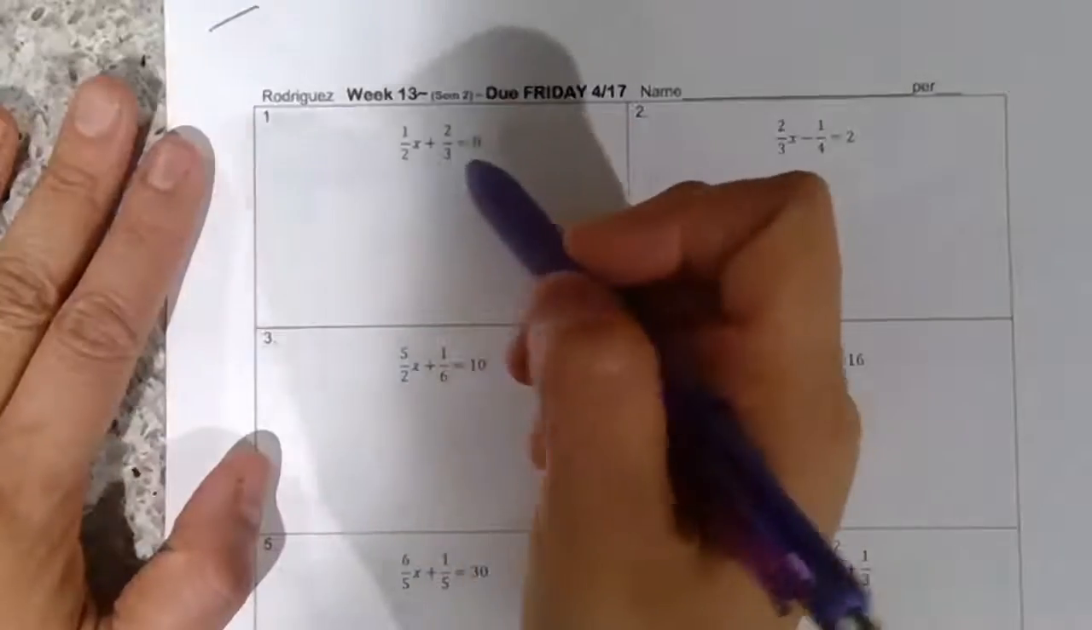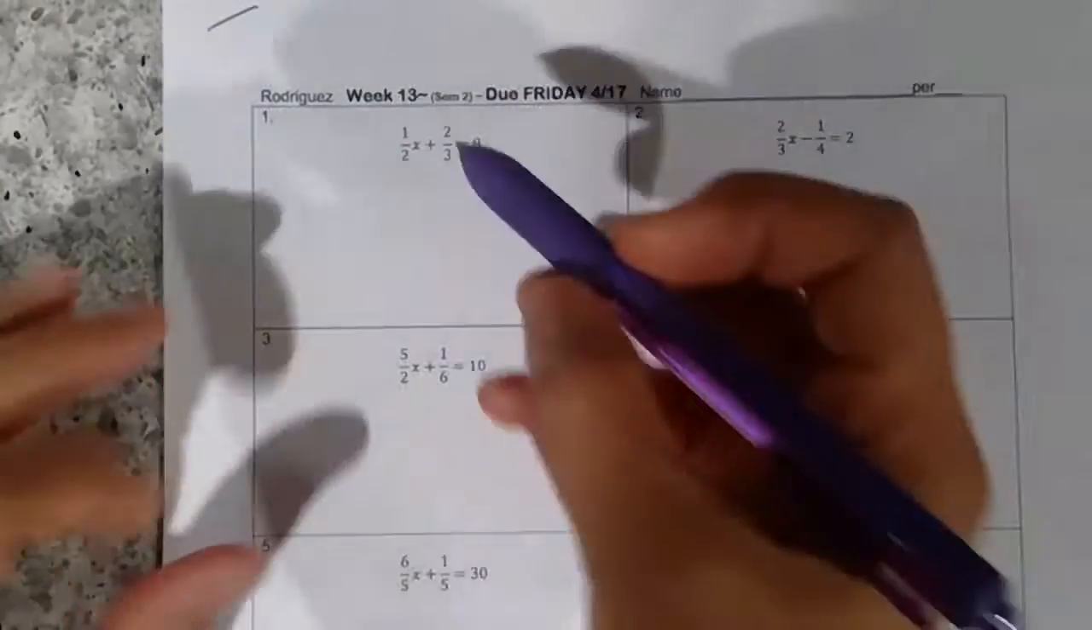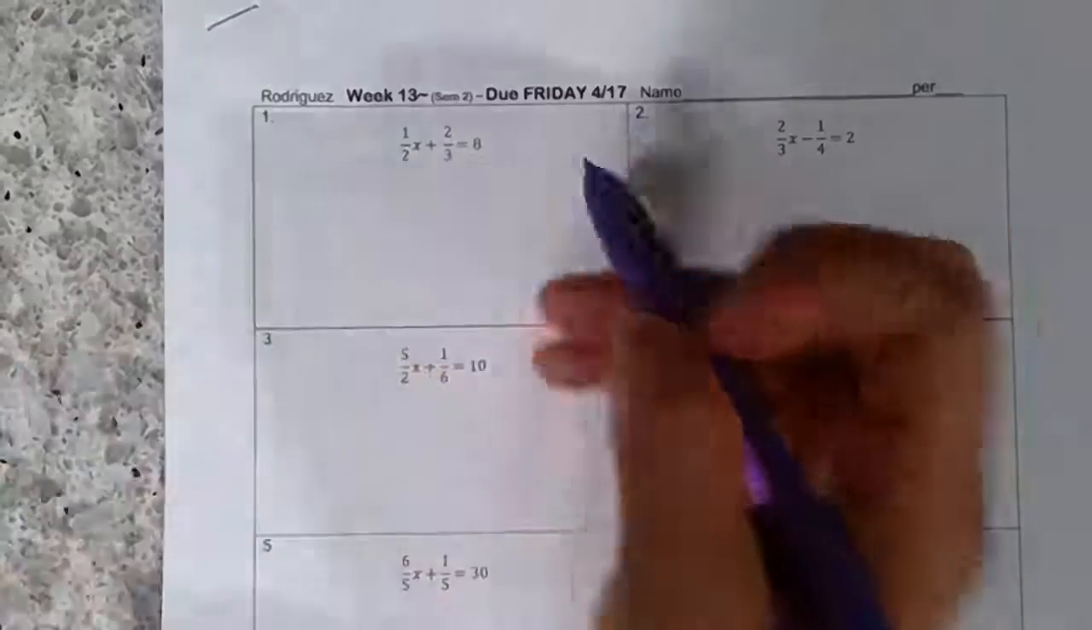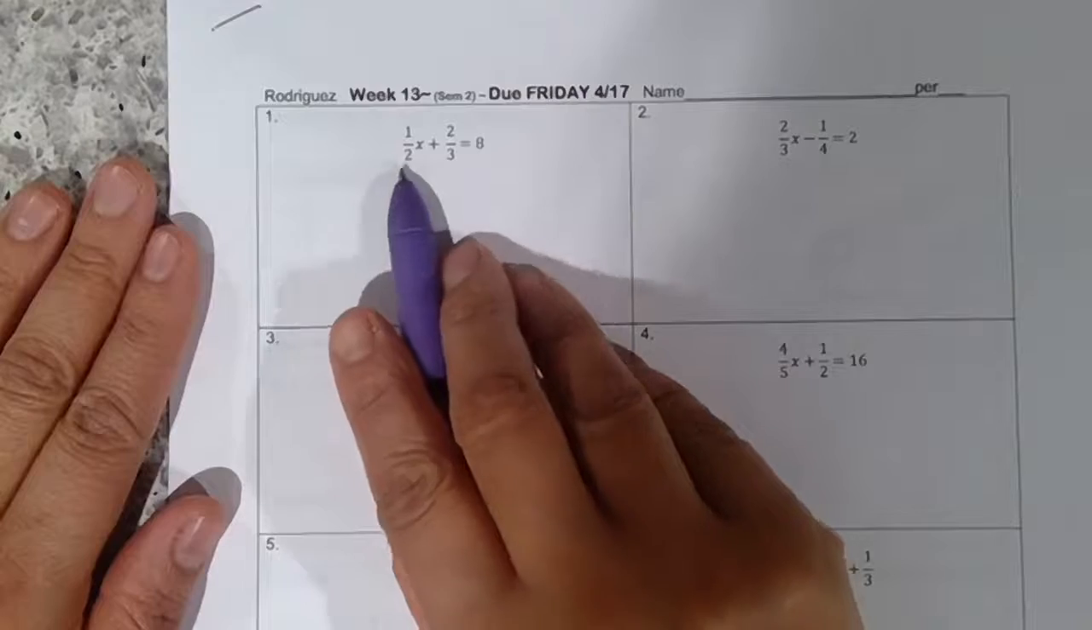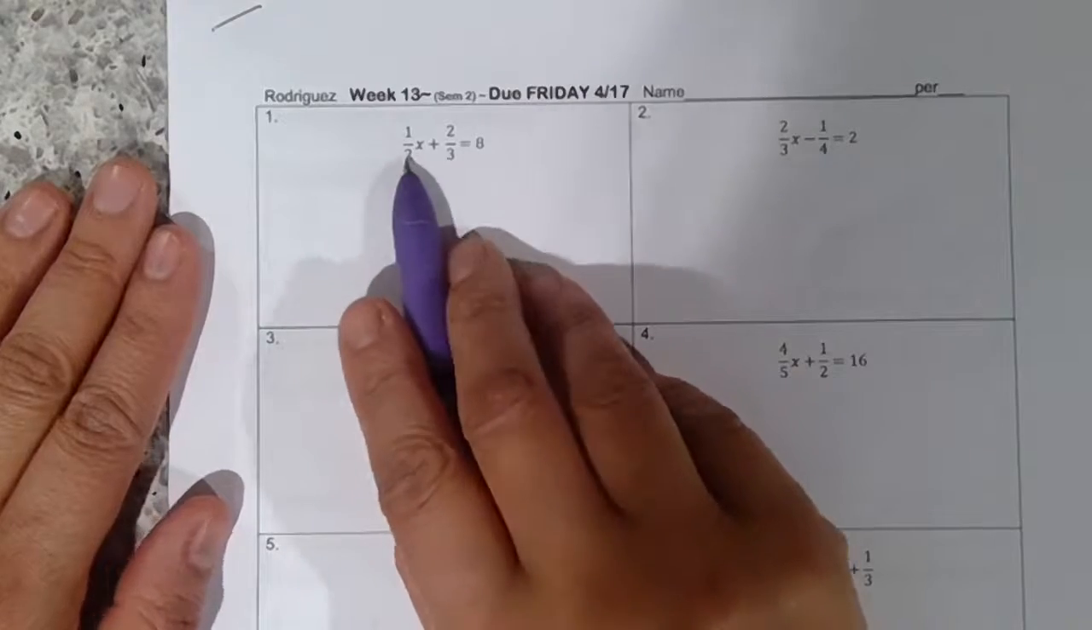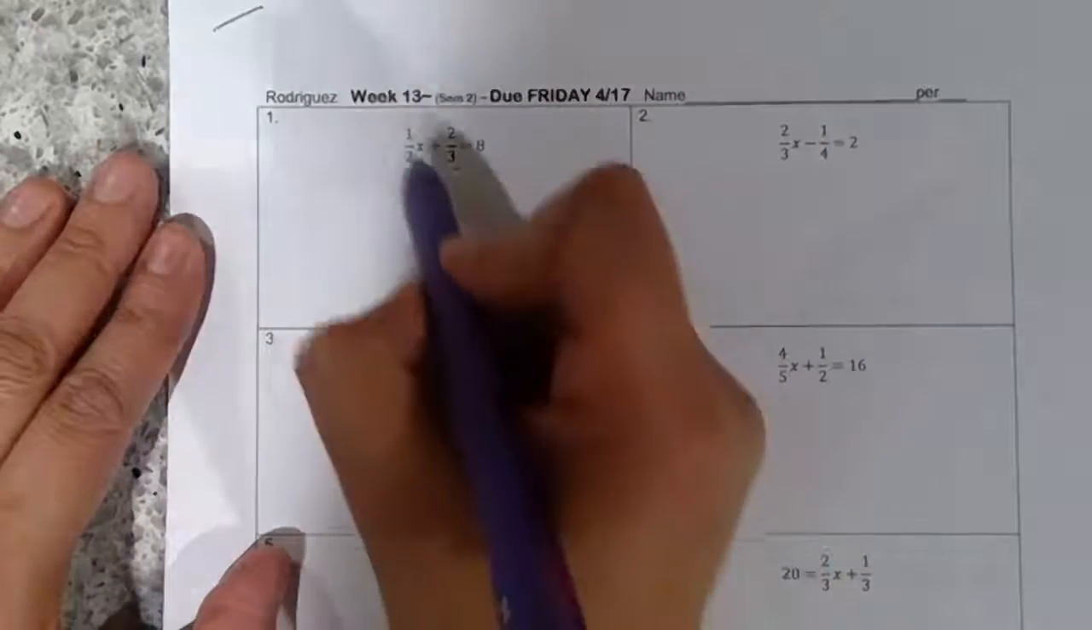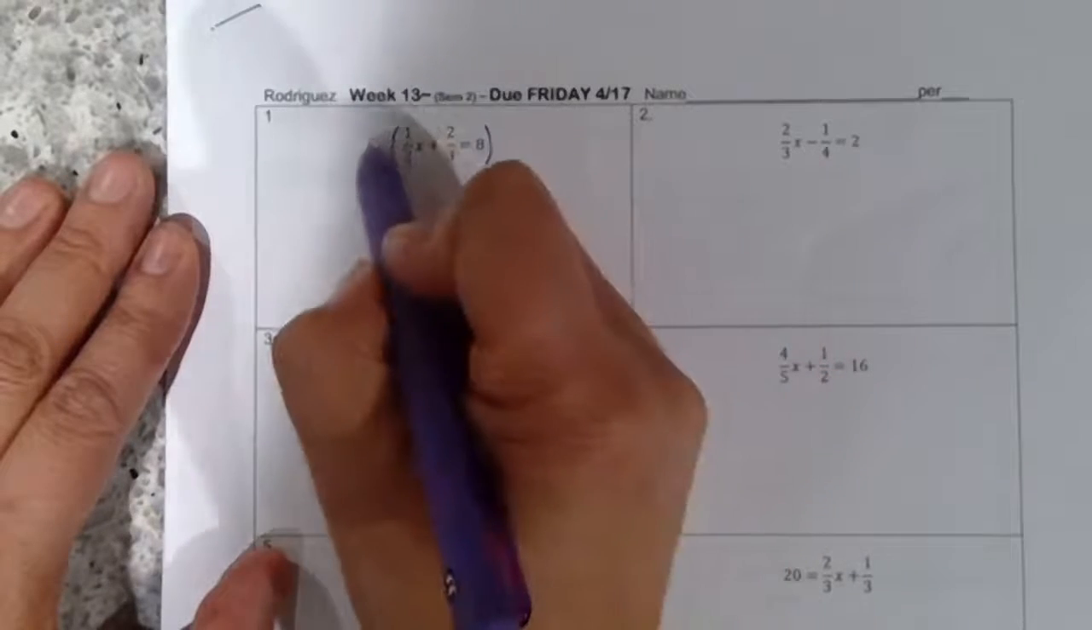Okay, so this is kind of the same as the other homework. What you're going to do is you can subtract 2/3 from both sides, but it's easier just to get rid of your fractions. So you want to look at your denominators and say what number can you multiply them both by in order to get them eliminated. And in this case, it's going to be 6.